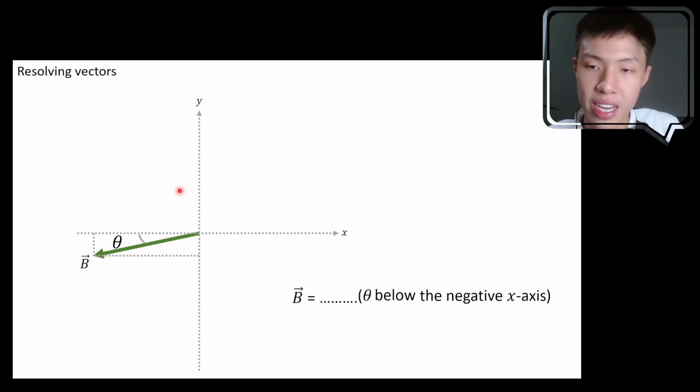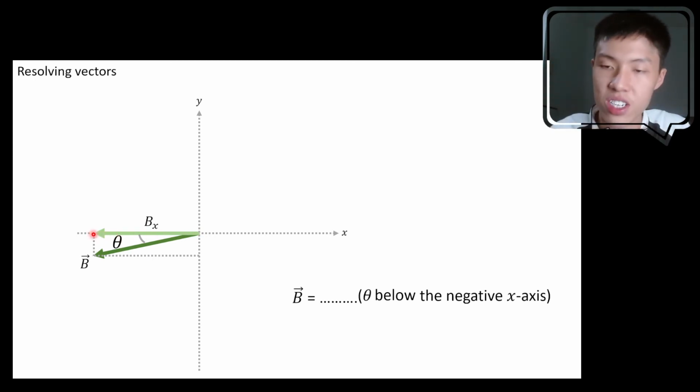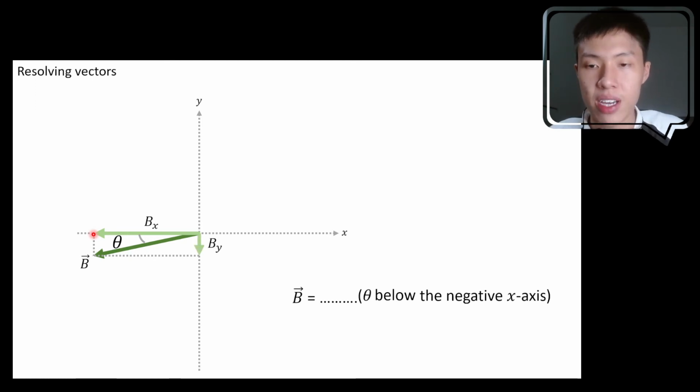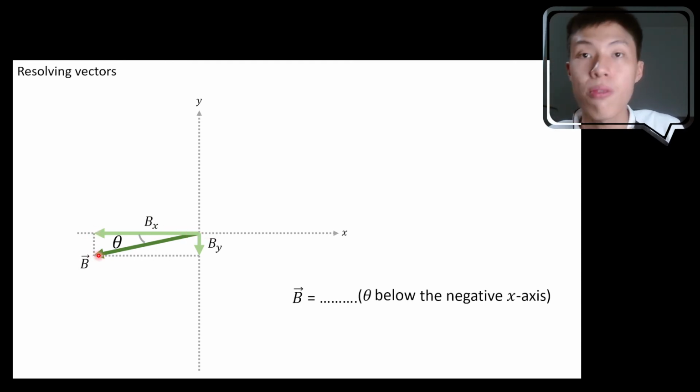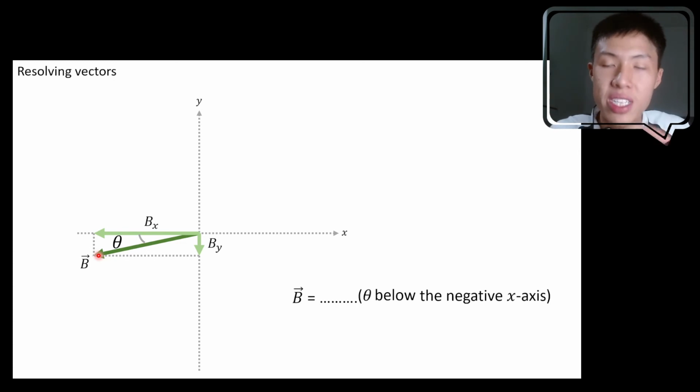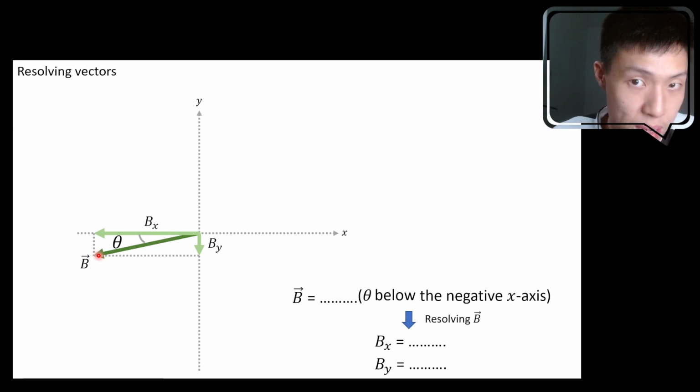So drawing this dotted line tells us how much of vector B is in the x direction, how much of the vector B is in the y direction. Technically you can see if we do Bx, then do By, we will eventually end up with vector B. That's the idea. We split how much is in x, how much is in y. So the steps of resolving B, we'll get Bx equals something, By equals something.